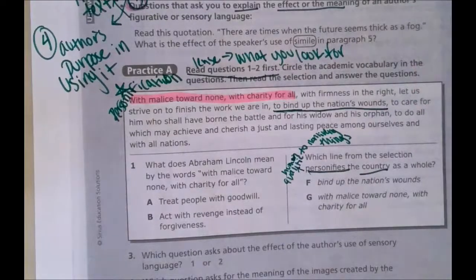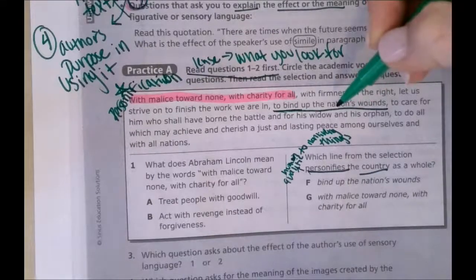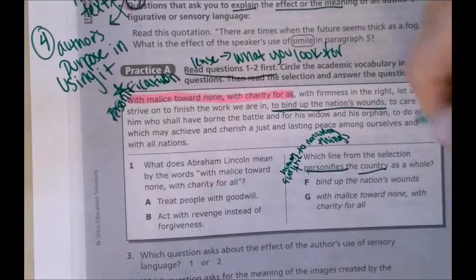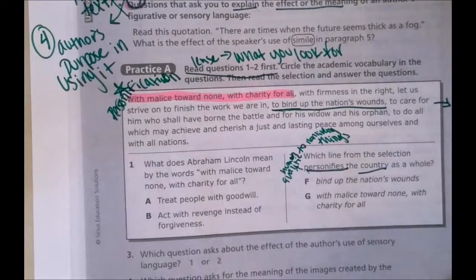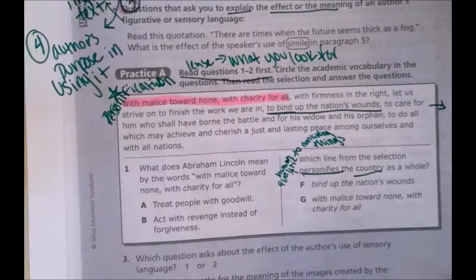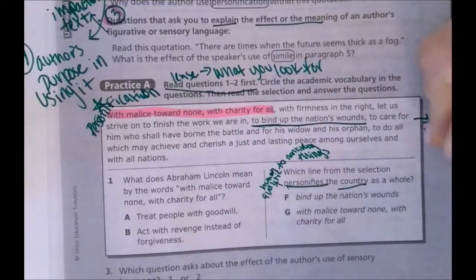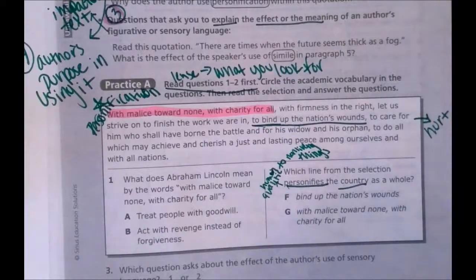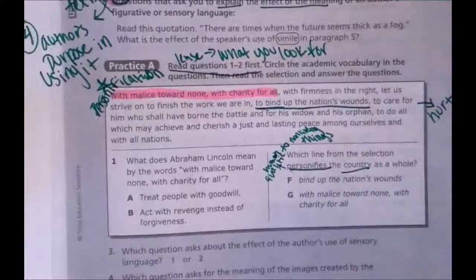So it asks about personification for the country. Well, this looks like personification of the country or the nation. The nation can't physically have wounds. That's a human thing. But we are personifying the nation. So then I'm going to make an inference here. If it's asking me about the meaning or the effect, I would make an inference about what wounds would mean. All right, so I'm going to come back down and answer my questions.